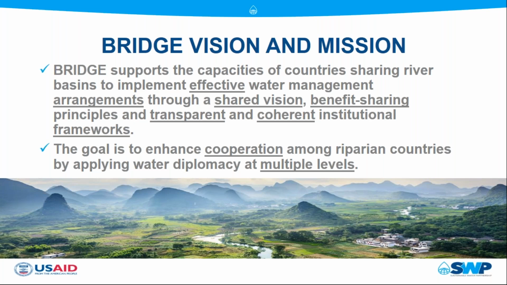And the goal ultimately is to enhance cooperation amongst riparian countries by applying water diplomacy at multiple levels. And by multiple levels, we mean from community to cabinet, if that's the easiest way to explain it. From those people who actually live on the border in those shared basins or in the basin more broadly, to those states who negotiate agreements over the protection of that river basin or the allocation of water resources between states.